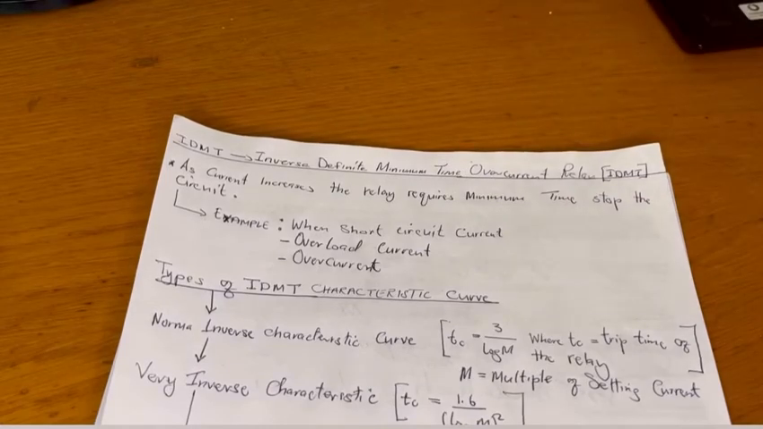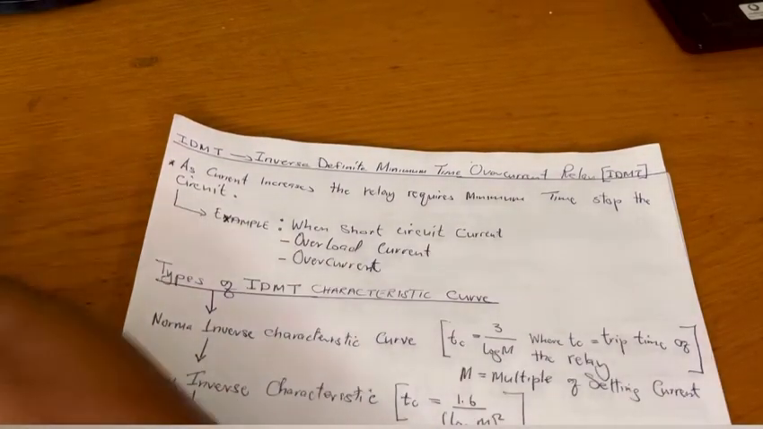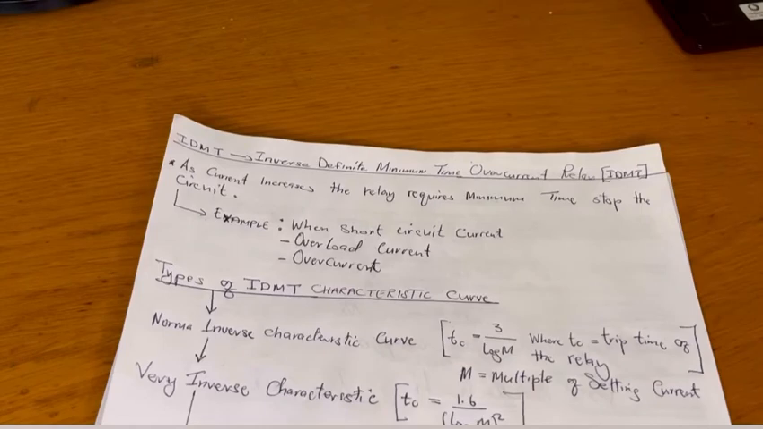So IDMTs are relays that are used in transmission lines, power systems, networks. They are used to detect overcurrent on the network and interrupt by triggering a circuit breaker on the network. IDMT stands for inverse definite minimum time overcurrent relay. So it's interrupting high currents in a very small time.